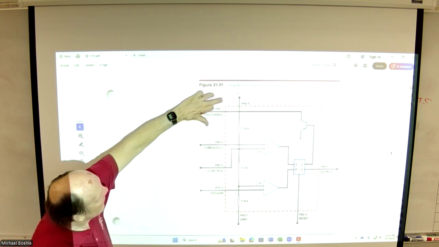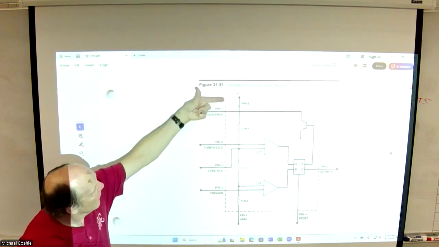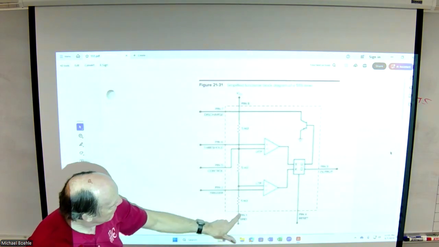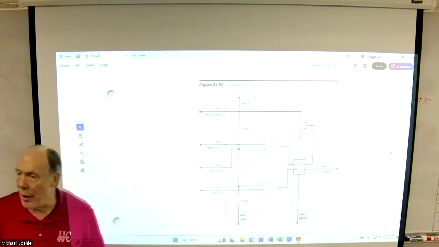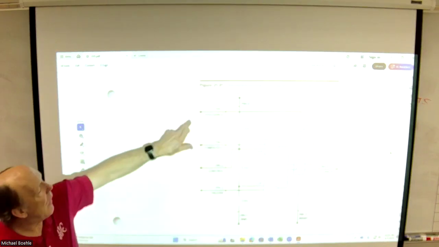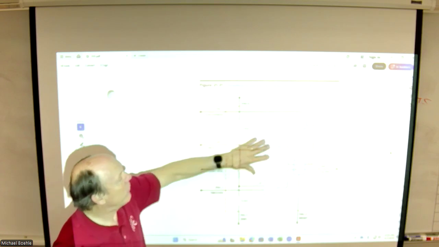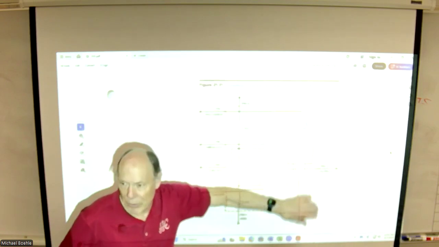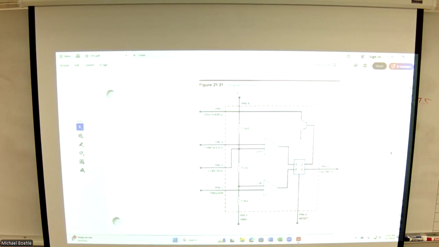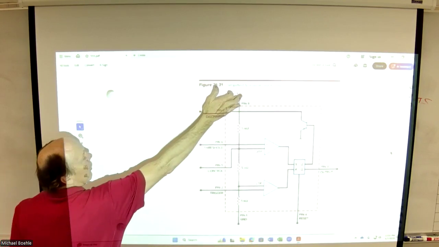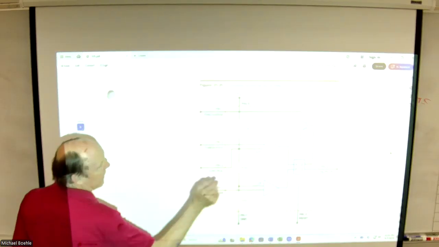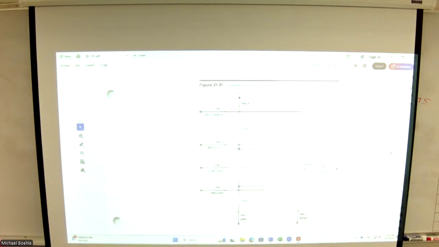Now, VCC is applied here, pin 8. Ground connection is pin 1. Now, it doesn't show it. This is a simplified diagram, right? But VCC is also going to power your comparator, is going to power this, right? No surprise there. But what we see here between pin 8 and pin 1 are 3 5K resistors in series.